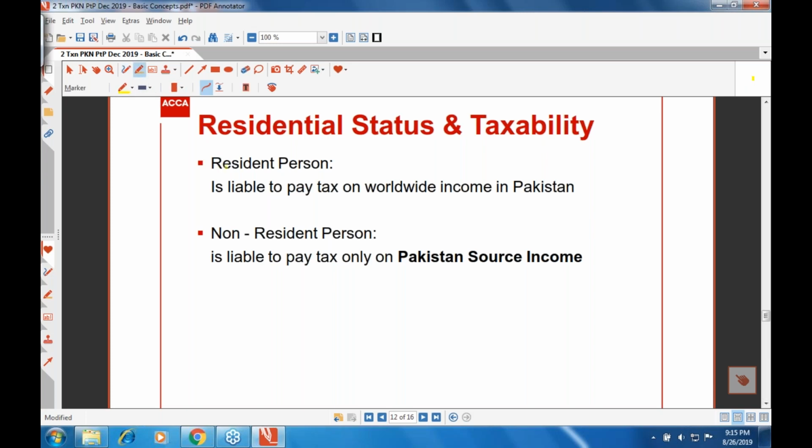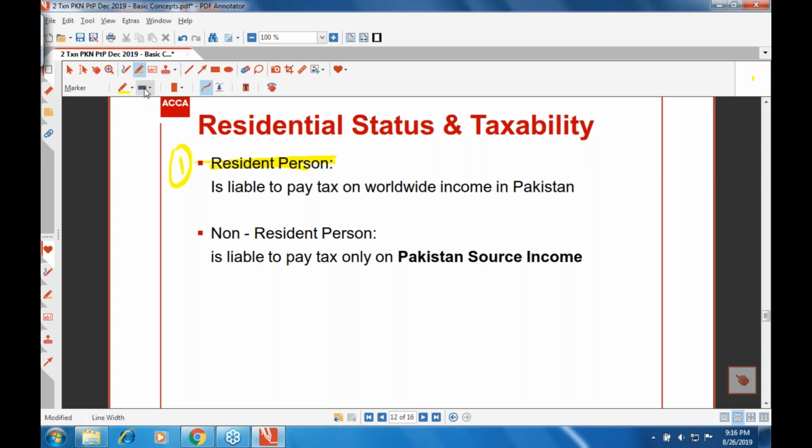When we talk about a resident person, it does not mean one who is living in Pakistan, nor one who is a Pakistani national. Being a Pakistani national is something else, living in Pakistan is something else, and being resident for tax purposes is something else. We'll be discussing the concept of residential status in Pakistan, but for the time being, let's understand why exactly we are discussing it.